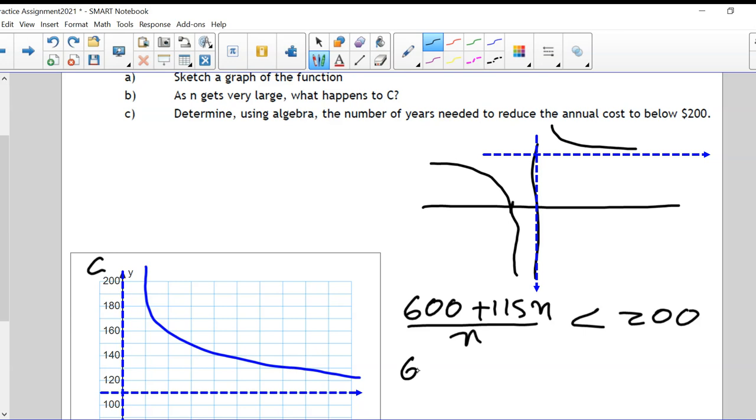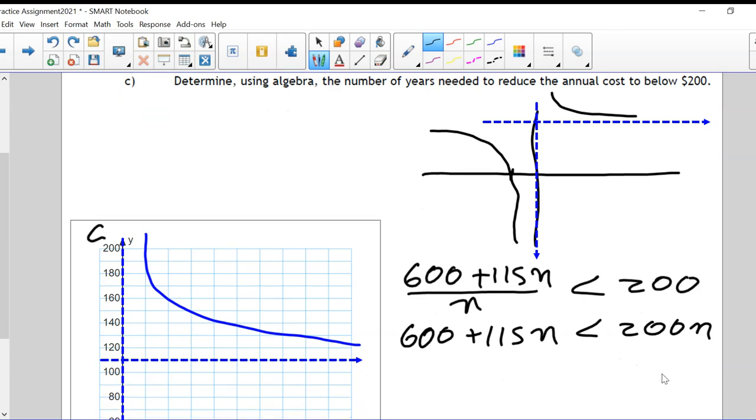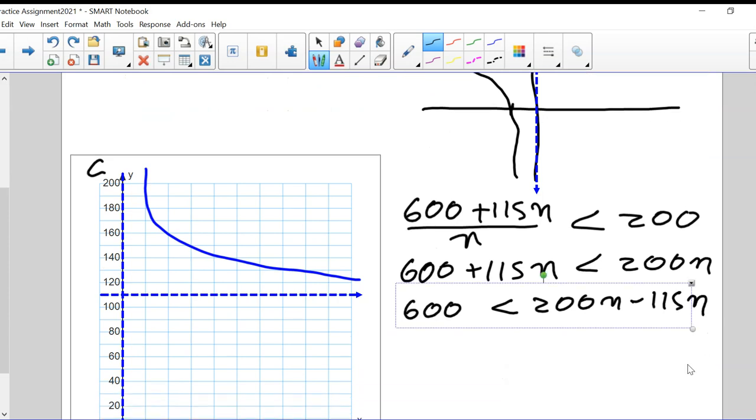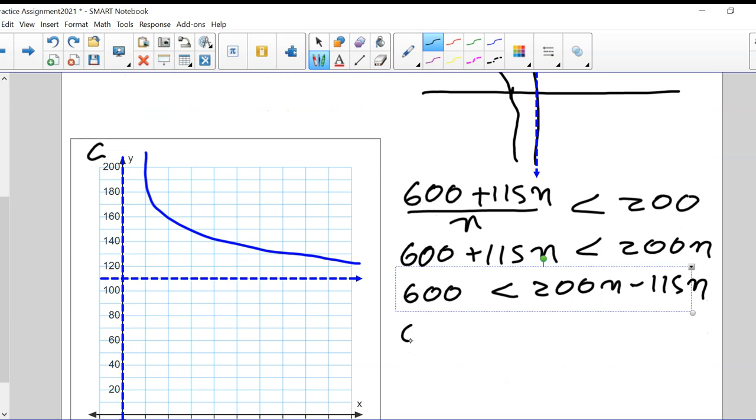So I'm going to go ahead and say, okay, so 600 plus 115n is less than 200n. Absolutely. And then we can take that 115n from the two sides. So 600 is less than 200n minus 115n, which means that 600 is less than, this looks like 85n.